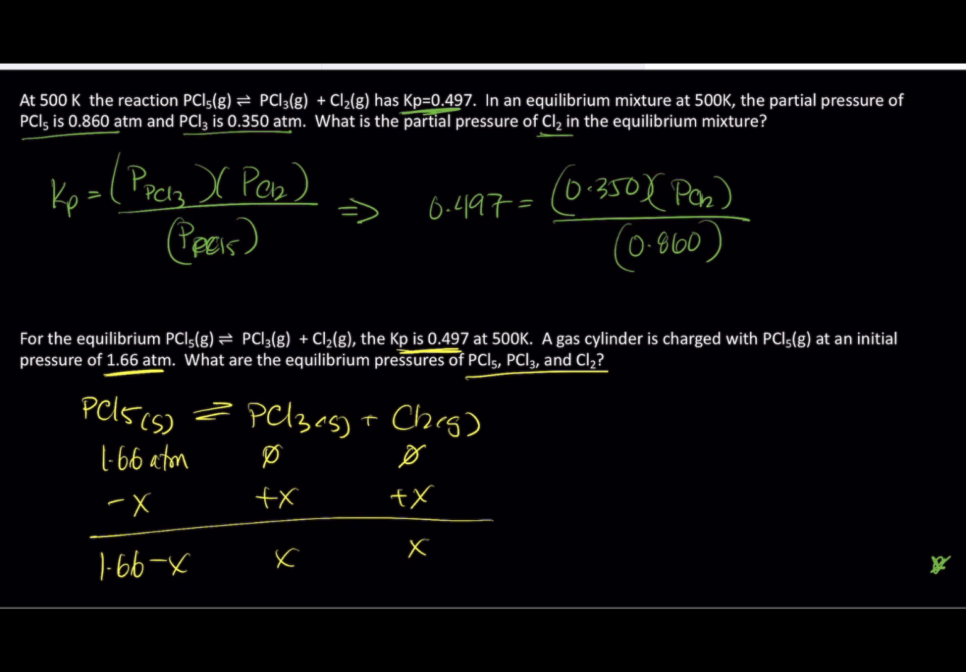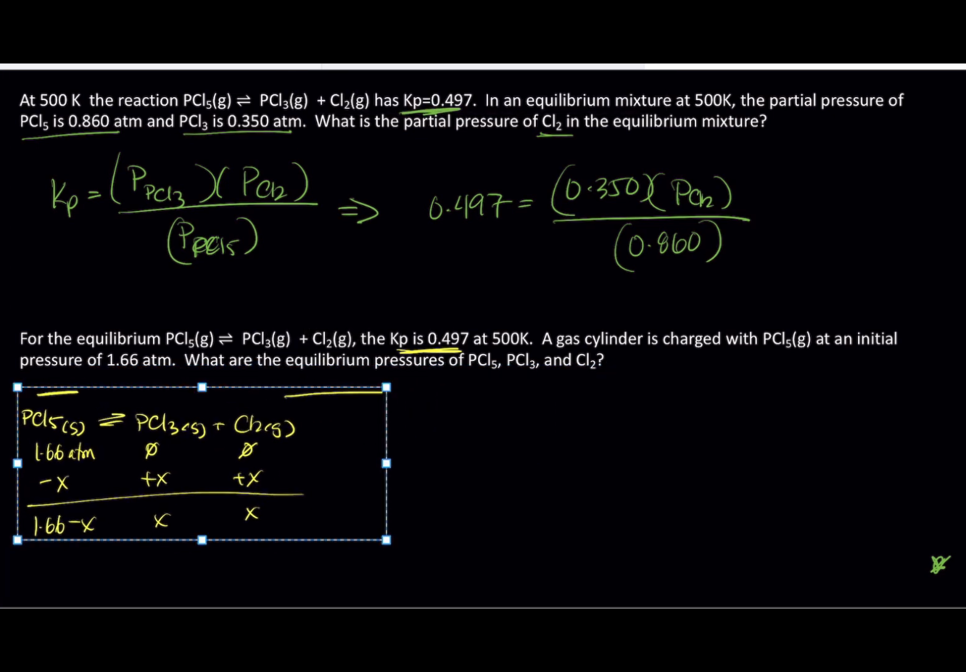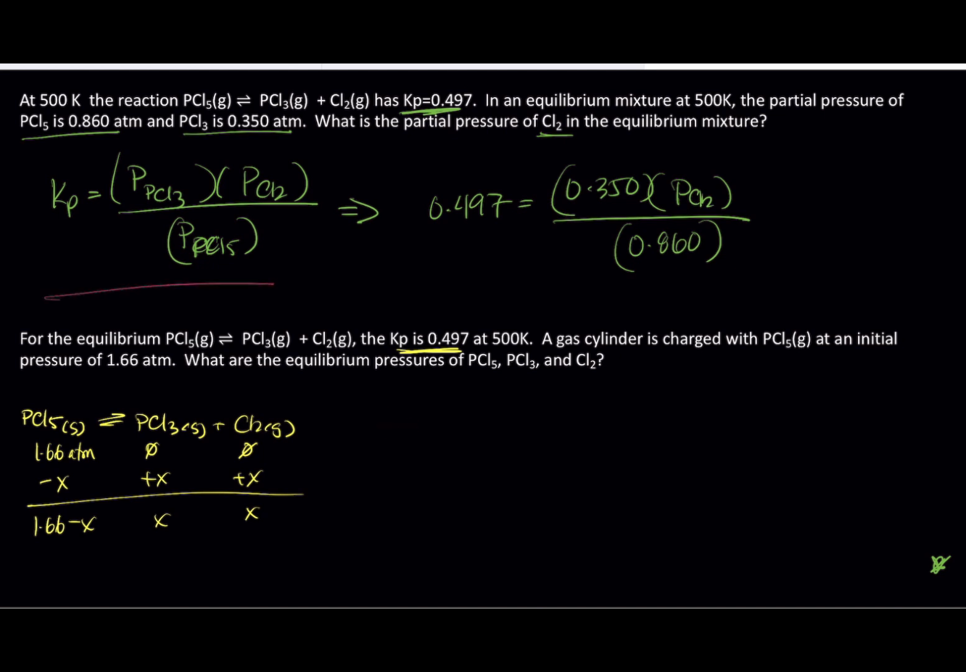And all of this goes into a Kp expression, right? So I don't know why I tried to squish all this in here like that. Let's move this off to the side a little bit. And then we're going to do the next part, right? Which says that we are going to take this and plug it into our Kp, right? So Kp, and we already have the expression up here, right? So what we're going to do is set it up. 0.497 is equal to, right, x times x over 1.66 minus x, right?